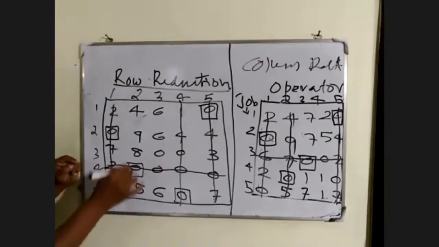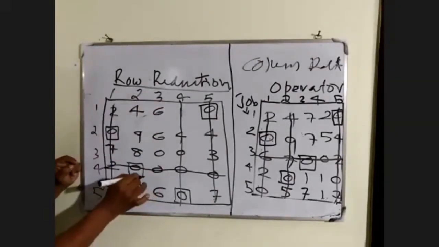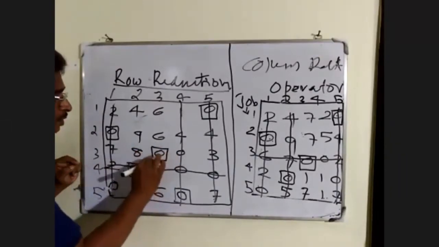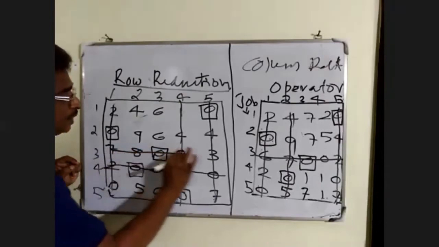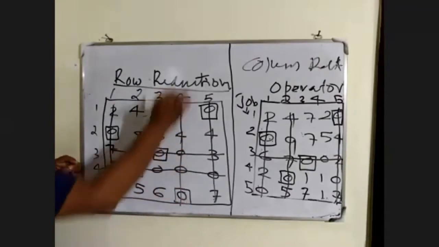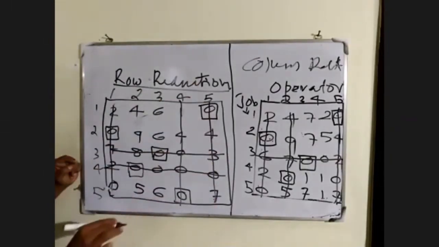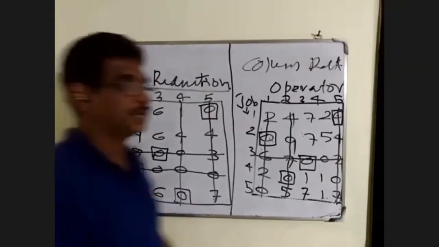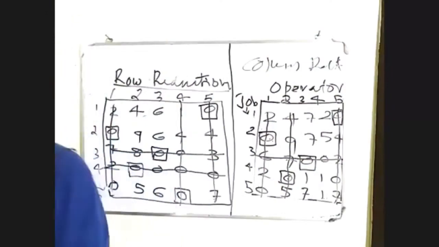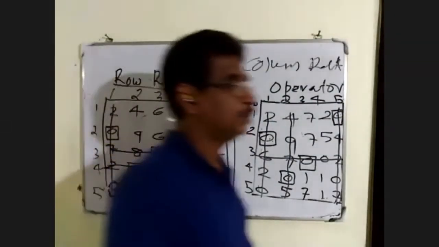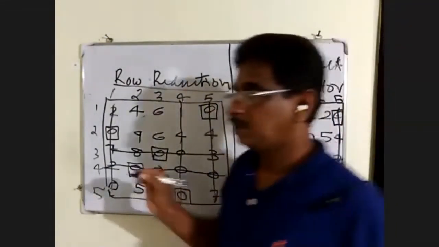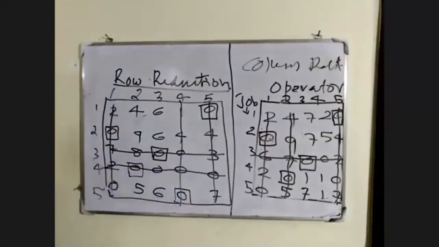Next column, is there exactly one zero? Yes, you have to block it. Then you have to cut vertically. Next, already cut, already cut. Now all the zeros are covered with the lines. You can see here, all the zeros are covered with the lines.